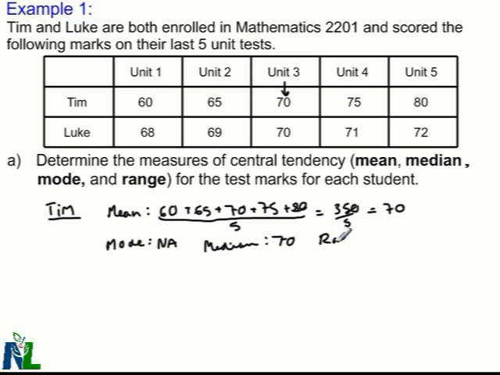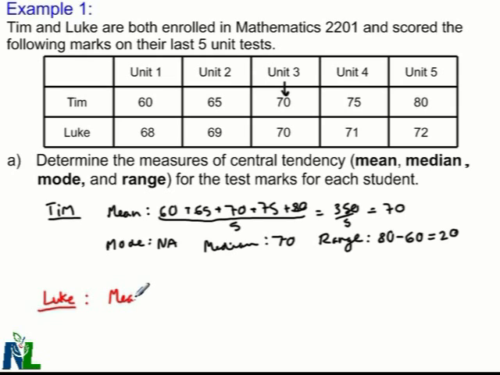And Tim's range would be the highest value, subtract the lowest value, so 80 minus 60. His range would be 20. Moving on to Luke. Do the same calculations for Luke.